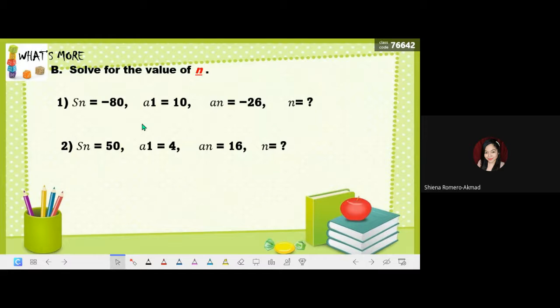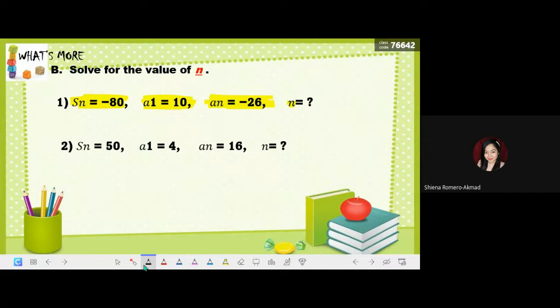Solve for the value of n. Ito naman, ang nangyari dito is binigyan na tayo ng sum. Makikita nyo, may sum na tayo. Okay? May first term na, may a sub n na. Ang hahanapin na natin ay yung n. So, ang gawin natin, solve natin to using the formula. Pero dahil may last term ito, ano yung gagamitin nating formula? Of course, yung may last term din.